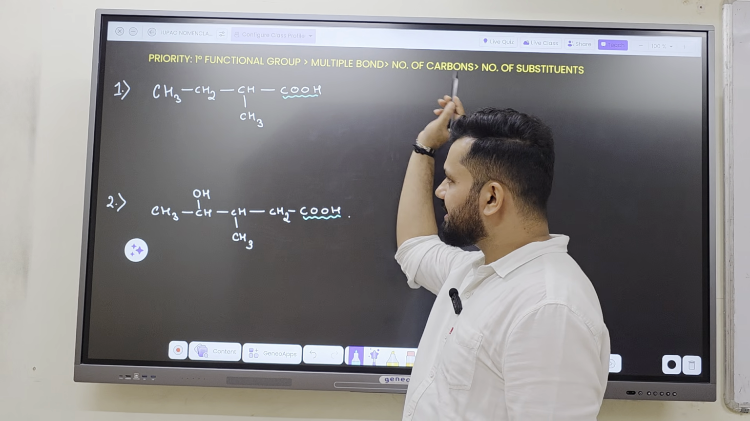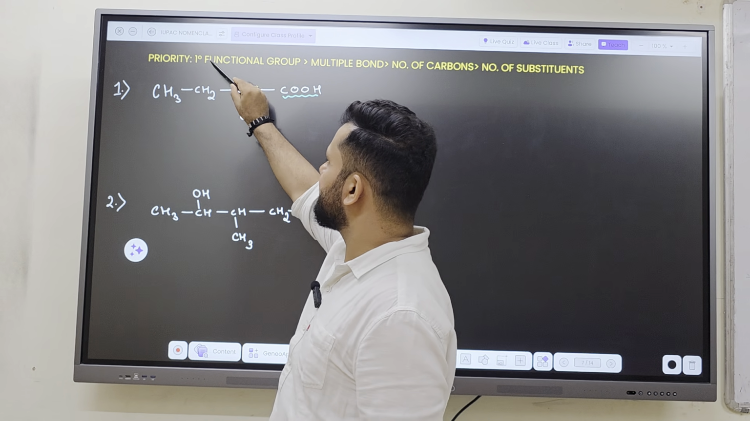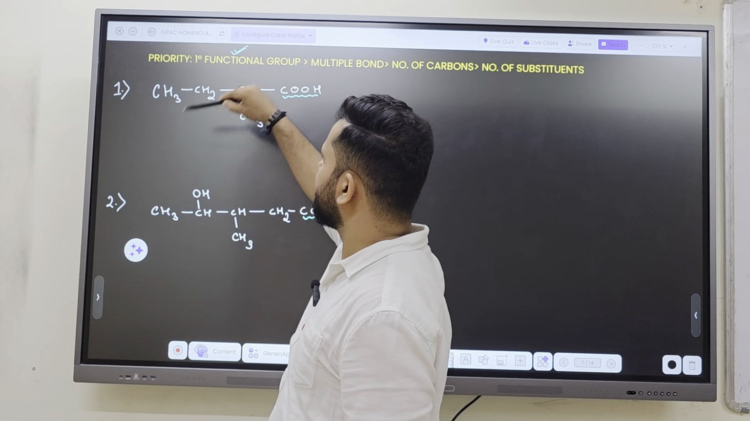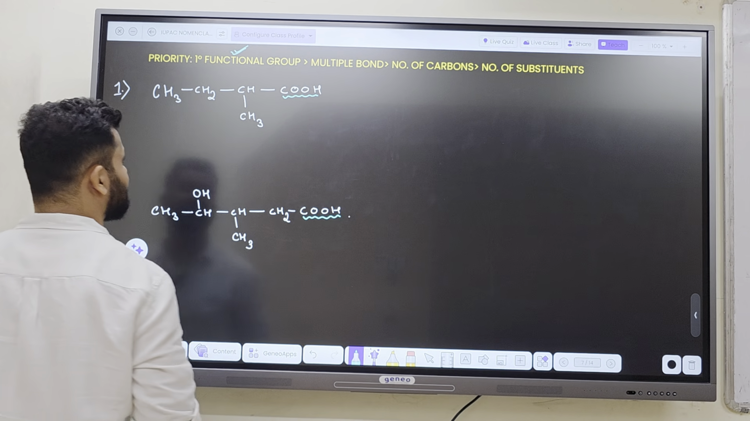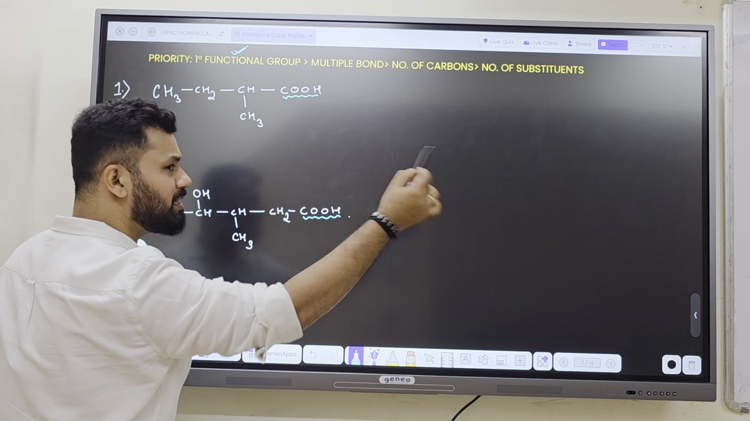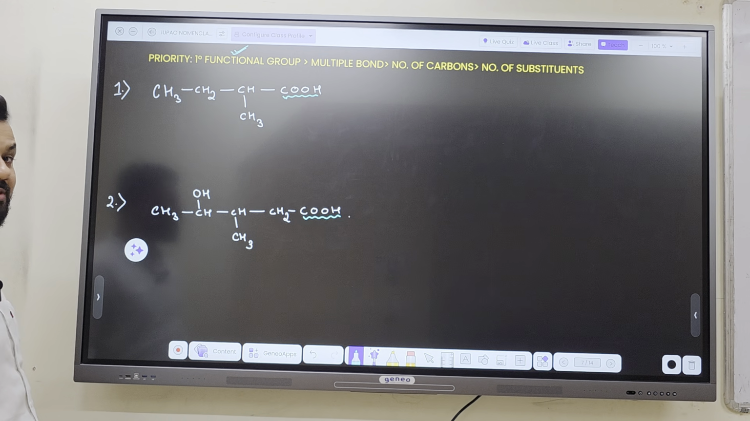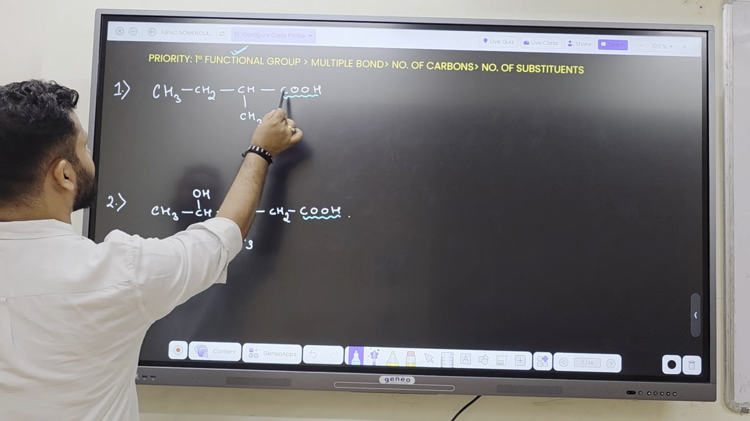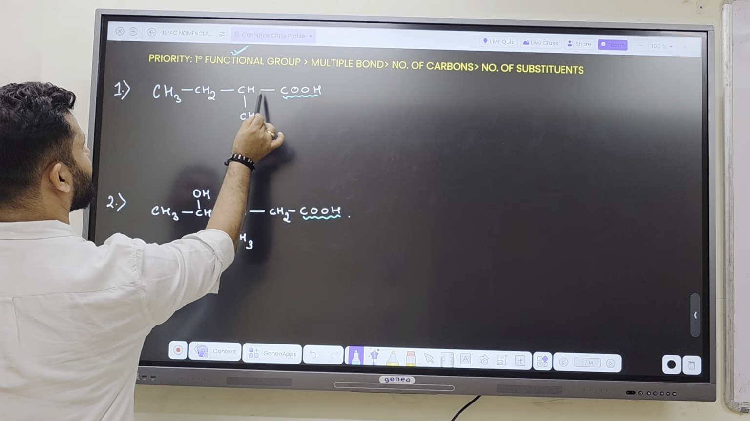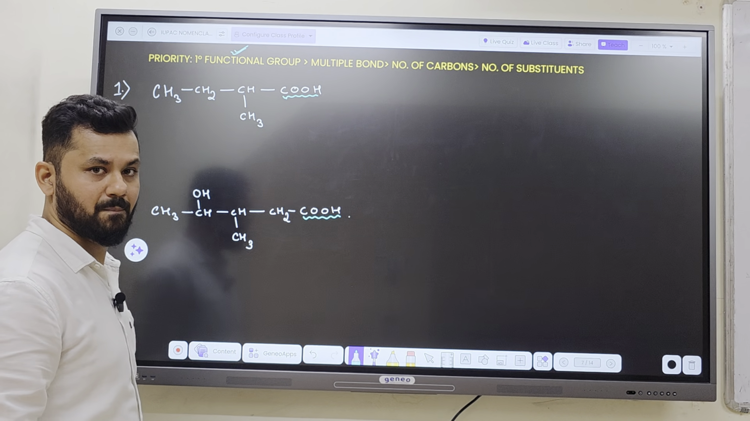Now, when selecting the PCC, the priority is given to the primary functional group, which means that when selecting the PCC, this carbon must be included in the chain. Now, there are two ways that I can select the PCC. I can go straight or I can come down over here.